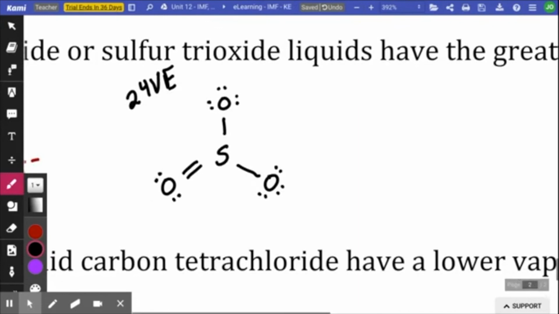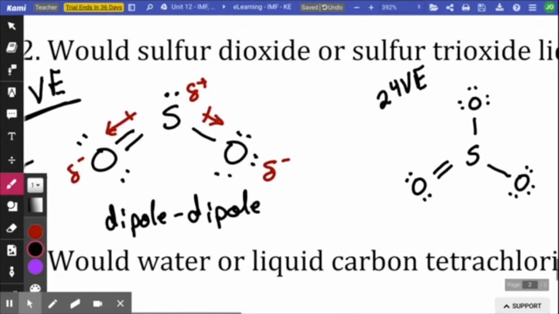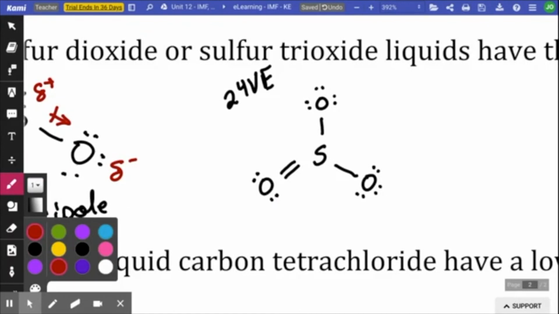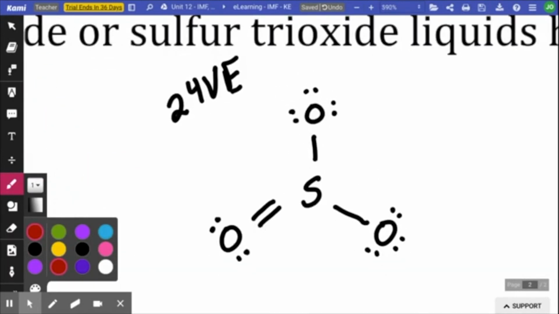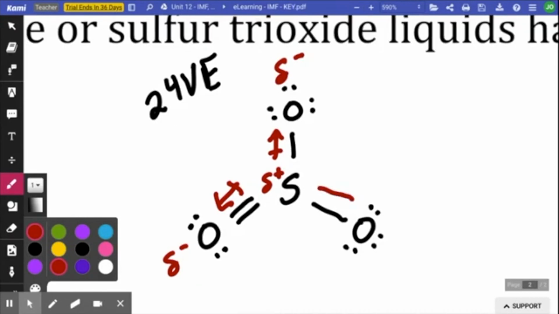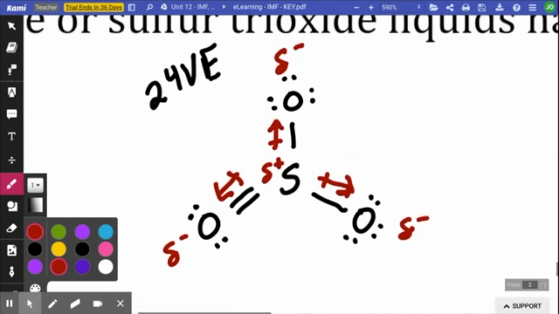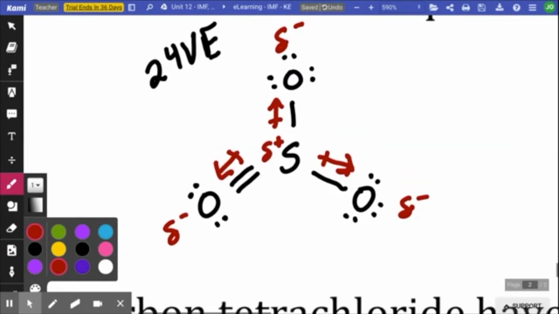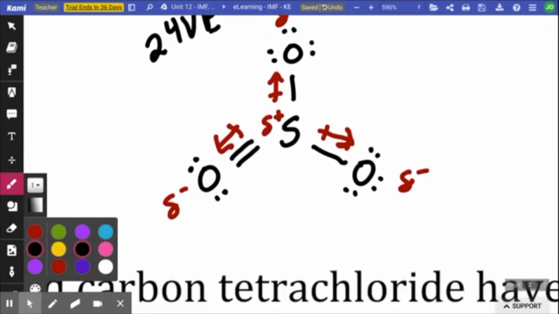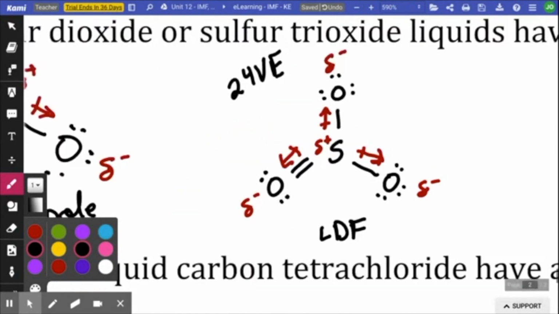Okay. Next thing, we already know, based off of this previous problem, that those bonds are going to be polar bonds. So they're going to move towards oxygen, slightly negative, which makes this slightly positive. Same thing all the way around. Okay, now if you look on this, all the sides are negative. That means even though these bonds were polar, this molecule itself is nonpolar. Okay, well, if the molecule is nonpolar, then the type of intermolecular force is LDF.